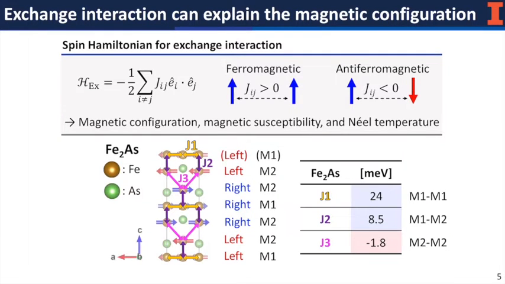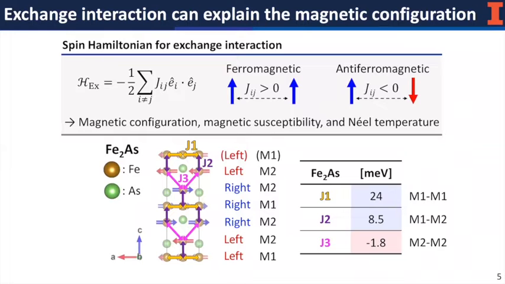Lastly, the third neighboring exchange coefficient, J3, is the M2-M2 interaction with a negative value. Due to this negativity, the entire 3 consecutive spin layers are flipped. So even though the magnitude of the J3 interaction is small, the sign of J3 is a key factor that determines the antiferromagnetic configuration of the entire iron tri-arsenide structure.